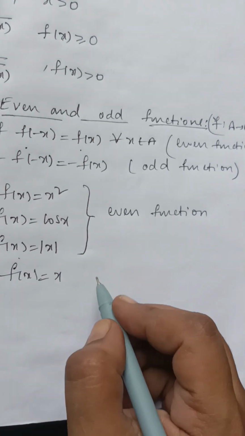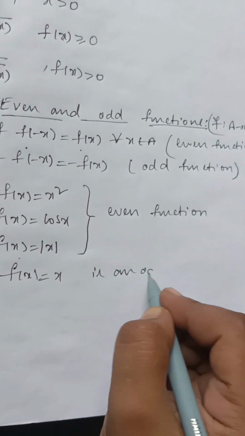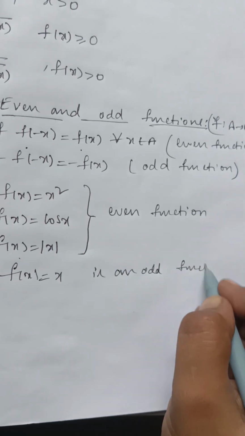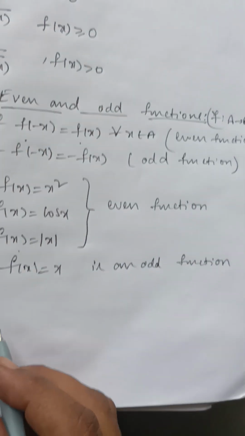Next, for odd function, some examples are f of x equal to x. It is an odd function.